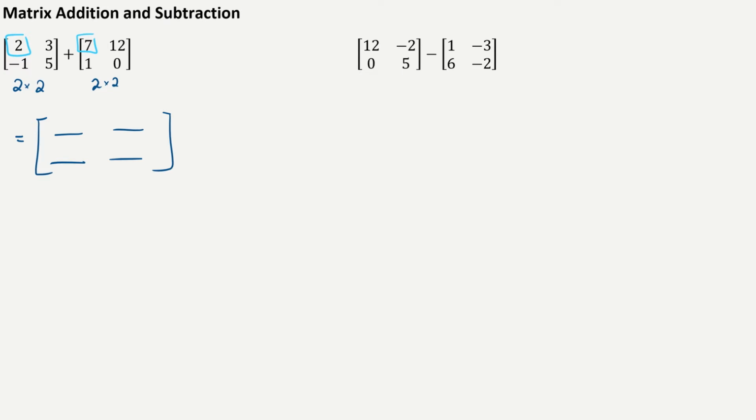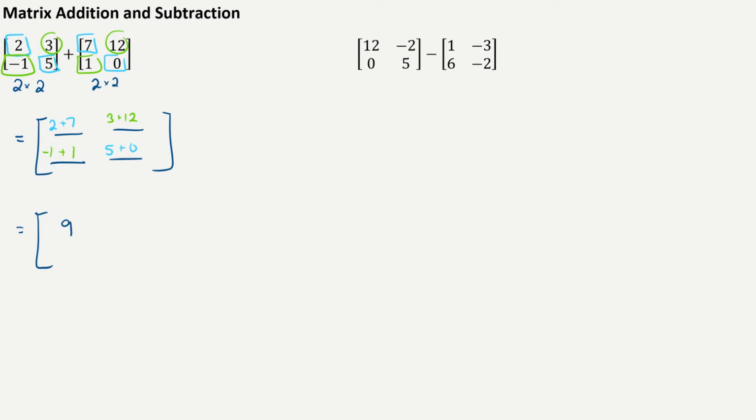So my first row, first column. So I'm going to go 2 plus 7, taking it real slow on this one. And then the 3 plus 12, and it goes in the same spot. And then -1 plus 1 and 5 plus 0. And you can go through and then simplify those.